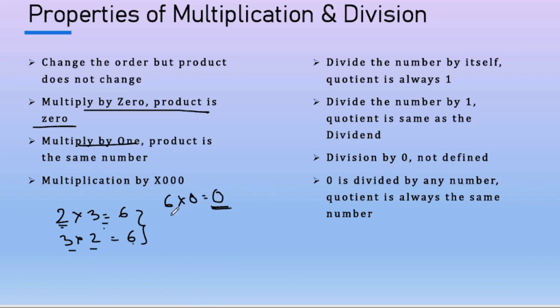Multiply by 1, the number remains the same. 6 multiplied by 1 is always 6. That's why in your table you always say 2 ones are 2, 3 ones are 3, 4 ones are 4. So you multiply by 1, the number remains the same. Multiplication by 10 and 100, this is one important concept.